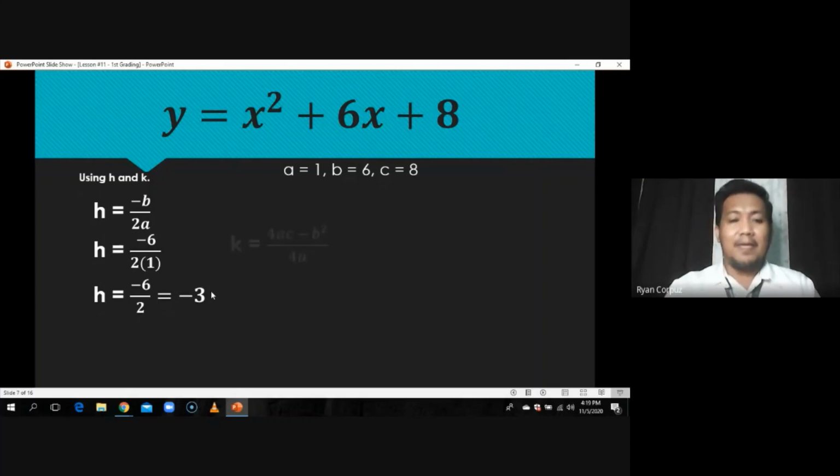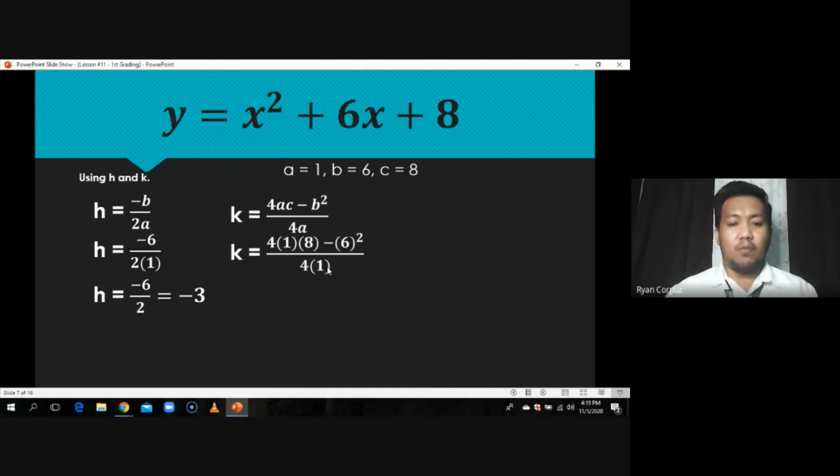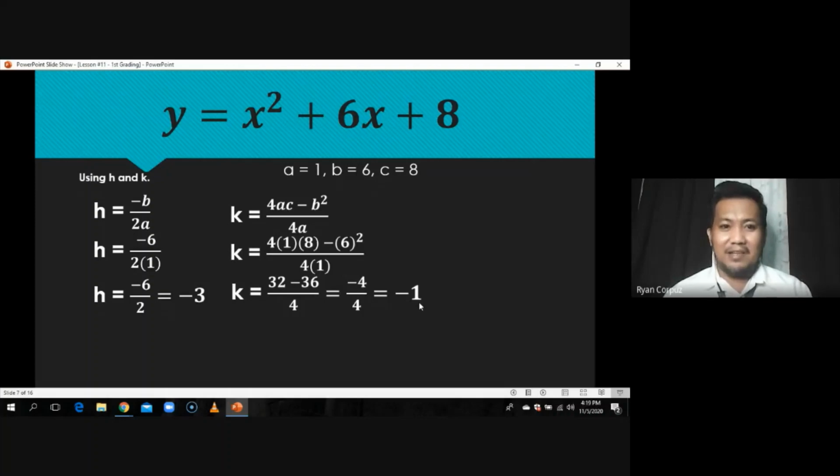Tama na tayo. Then for k, substituting it, we do have 4 times 1, the value of a, times 8, the value of c, minus 6 squared, all over 4 times 1. Then simplifying it, 4 times 1 is 4 times 8 is 32 minus 36 all over 4. Then 32 minus 36 is negative 4 divided by 4 is negative 1. Di ba sinabi natin kanina, kinuha natin yung vertex niya, nalaman natin na it's negative 3, negative 1. So, nakuha natin, negative 3 yung h, negative 1 yung k.